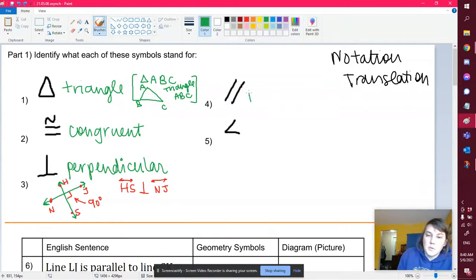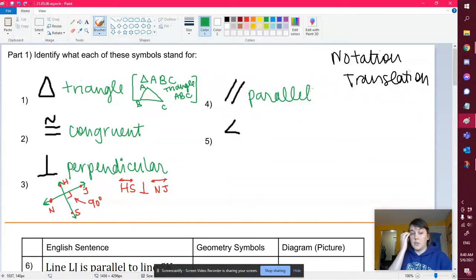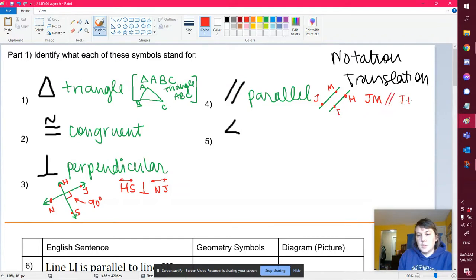All right, this one's parallel. And much the same as perpendicular, it describes how 2 lines meet. Perpendicular means they meet at a 90-degree angle. Parallel means they do not meet, right? It means they have the same slope. So the picture for this one would be something like, right, this is a line JM, this is a line TH, whatever. We would say that JM is parallel to TH.